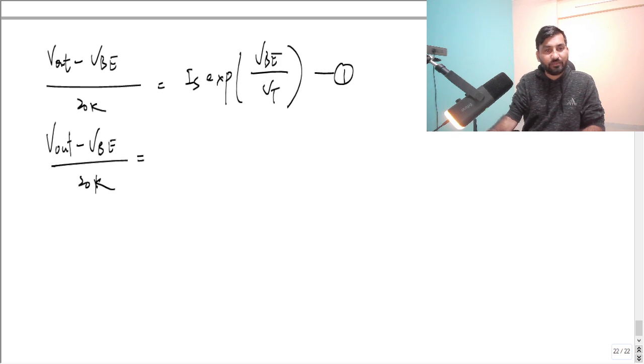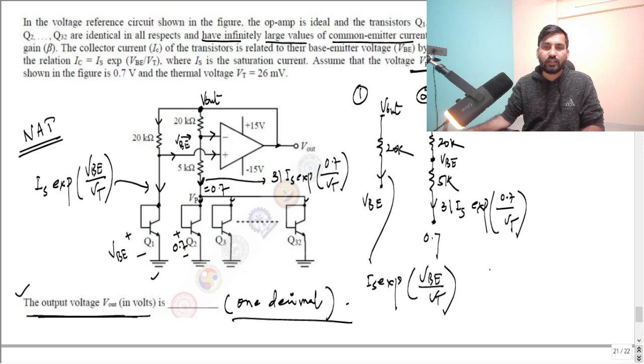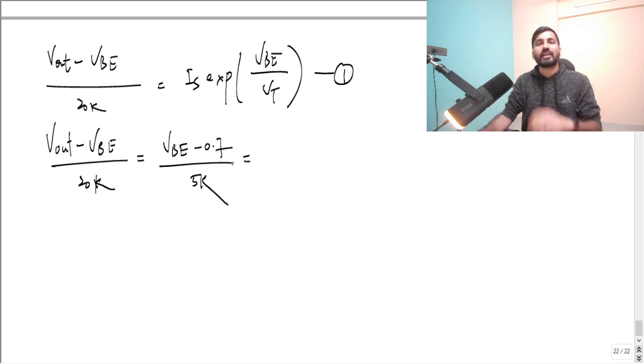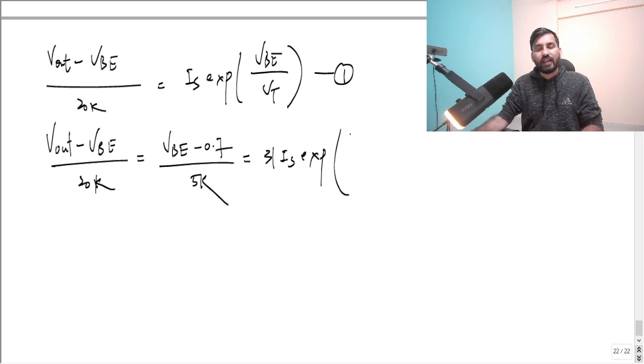Okay, the same current you have to equate. The same current is flowing between these two nodes. You can say VB minus 0.7 upon 5k, and the total current is nothing but 31 Is exponential, right? And this time this is 0.7 by Vt, don't forget that. And this is equation number 2.